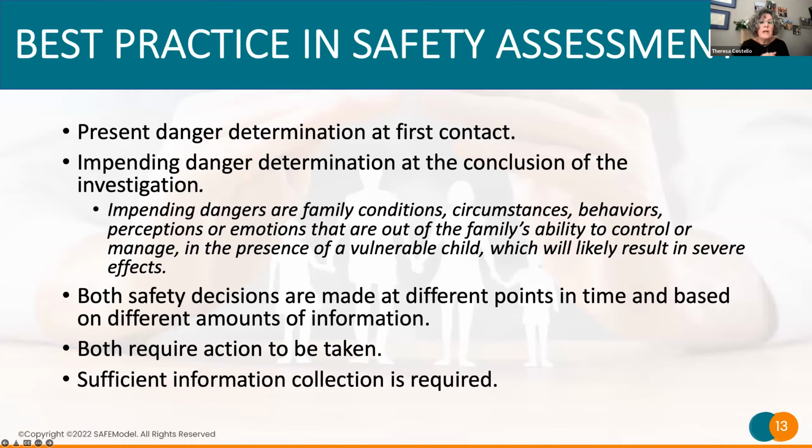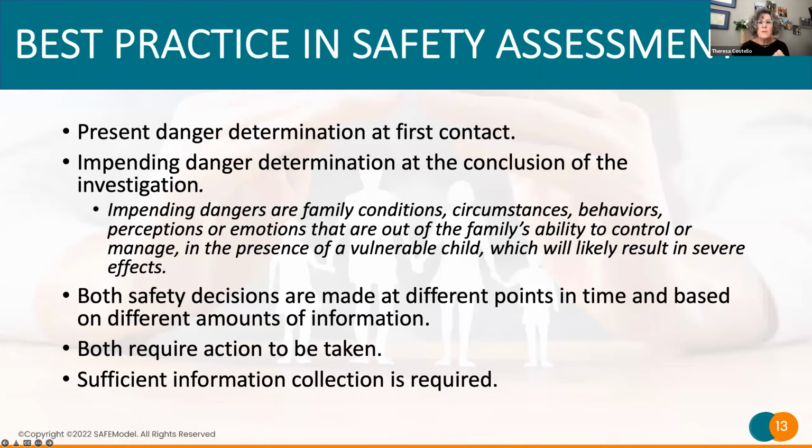And the key thing is that we have a vulnerable child, and the likelihood is that the consequence of these conditions or circumstances or behaviors is potentially severe. So again, going back to that early picture we looked at, when we cross that threshold where we have severe maltreatment likely and we have a vulnerable child, that's what we mean by impending danger. We've crossed that threshold where the behavior is no longer within the family's control.